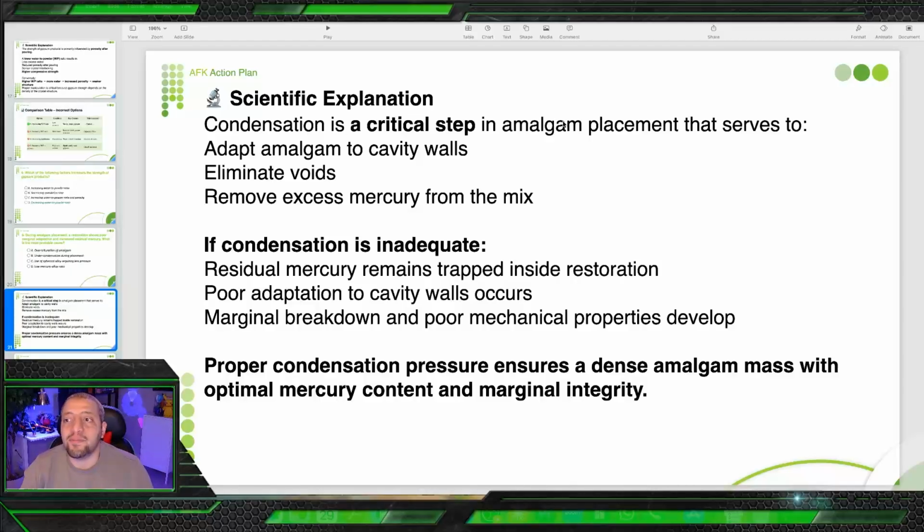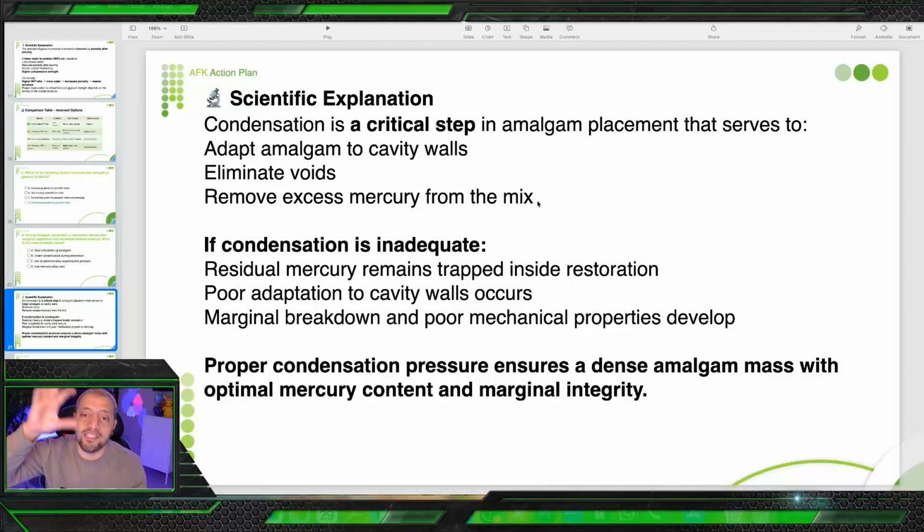This is a critical step in amalgam placement. Why? This serves to adapt amalgam to the cavity wall, meaning intimate contact between amalgam and cavity, because we don't have chemical or mechanical bonding. Yes, and this is why we end up with convergence of the wall to end up with undercut. Amazing. Which is going to eliminate voids and remove excess mercury from the mix. And this is very, very important, because mercury in this mix is just to do the trituration process, because at the end of the day, we want the set to be solid, to have good physical properties.